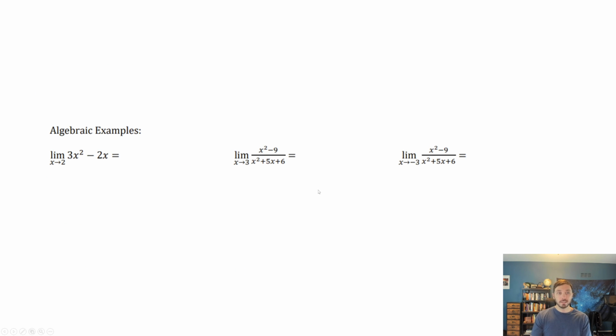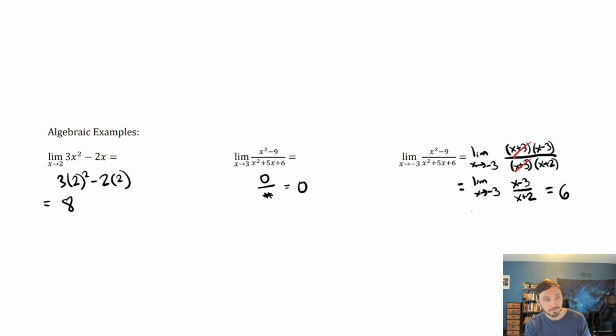All right, algebraic examples. Feel free to pause. 3, 2, 1. Here are some solutions. If you have a continuous function like the parabola, you can just plug in. It's called direct substitution. You get the number 8.